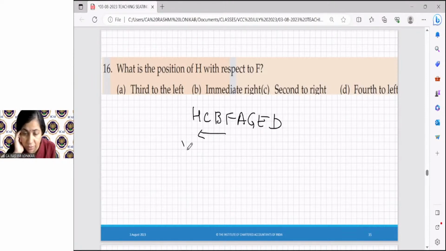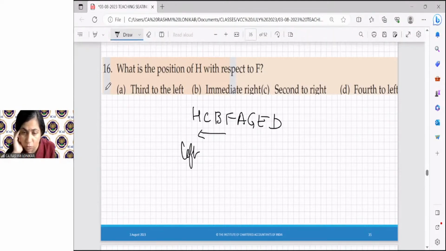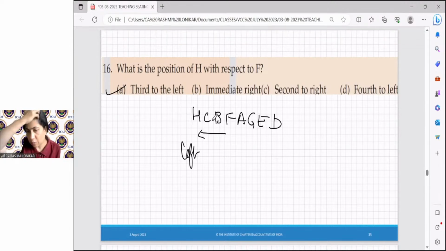Because this is my left hand side. So he's going where? Third to the left of F. Okay, 1, 2, and 3. This is first, second, and third. Third to the left of F.